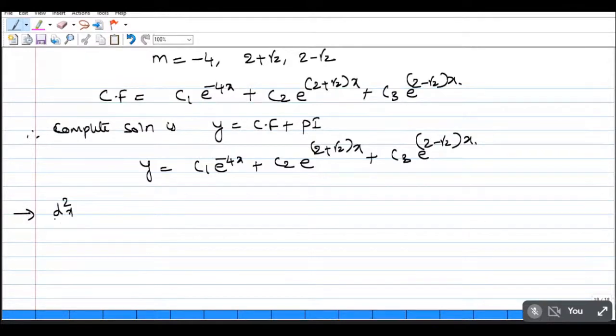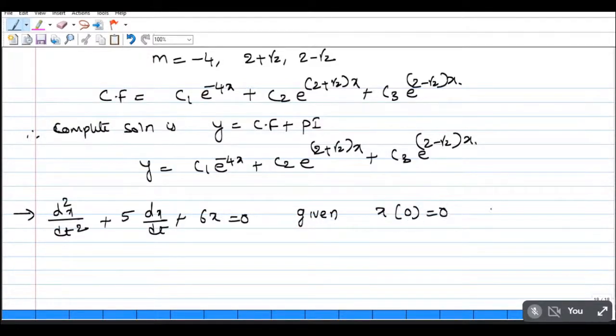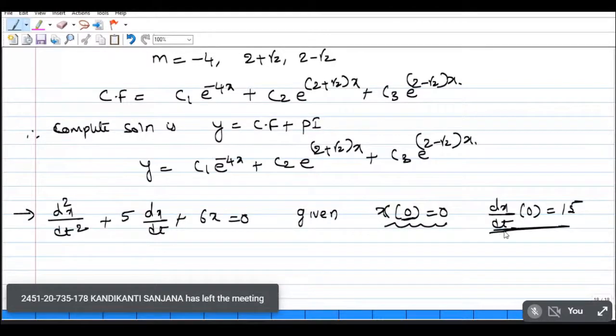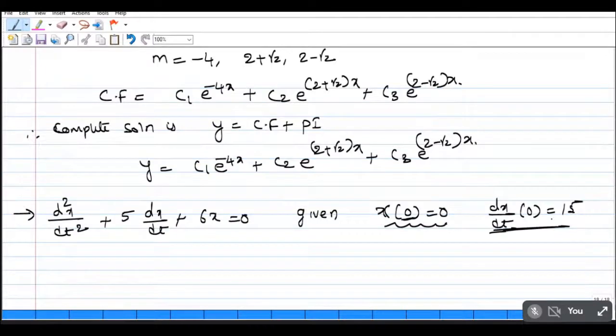Okay, you try this. I'll take attendance. Solve d square x by dt square plus 5 dx by dt plus 6x is equal to 0, given x of 0 is 0, dx by dt of 0 is 15. That means x of 0 is 0 means x is 0 when t equal to 0. In the second condition, dx by dt is 15 when t equal to 0. These two conditions are used to find constants.